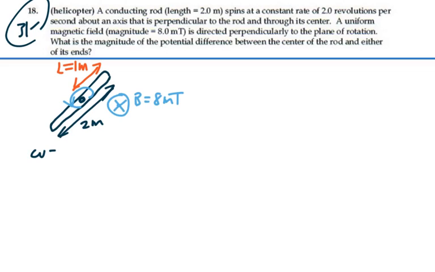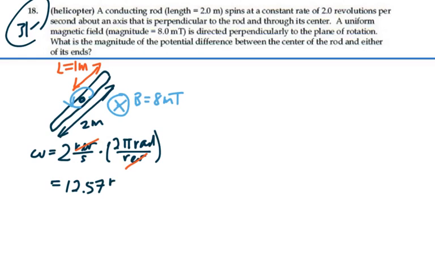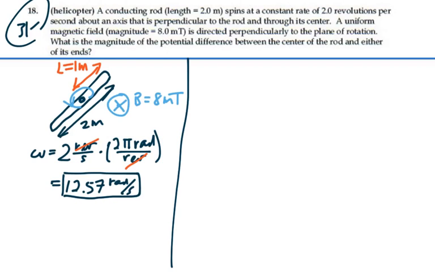That was given as 2 revolutions per second. We need to convert that immediately to radians per second. So we multiply this by 2 pi radians per revolution. Revolutions cancel out, so this is equal to 4 pi, and that's equal to 12.57 radians per second. So that's our omega, angular velocity. We have our L, we have our magnetic field.